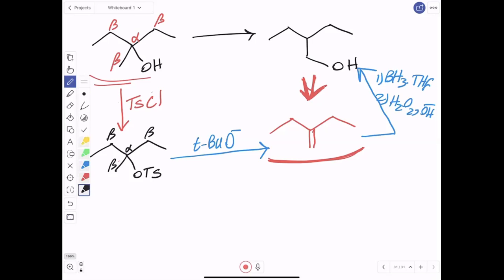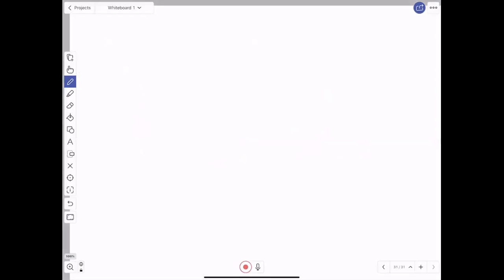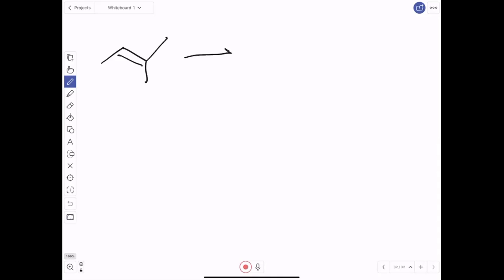Question. Sometimes you have to change the position of the pi bond. For that, you have to do a series of addition and elimination reactions. For each addition reaction, you have to decide if you want Markovnikov or anti-Markovnikov. For each elimination, you have to decide if it should be Zaitsev or Hofmann.